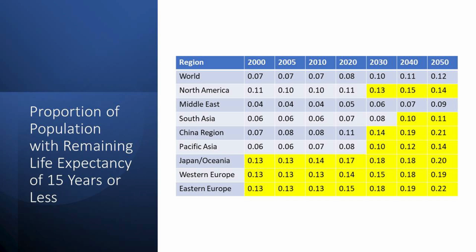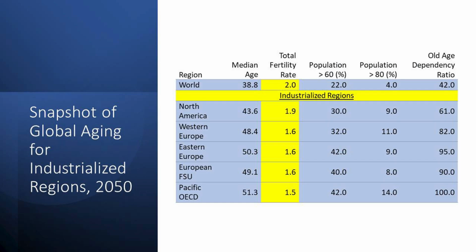Proportion of population with remaining life expectancy of 15 years or less. And then look at all the shading. Starting in 2000, we're mostly affected 2030 and on. But aging population, fewer years left, no children being born. These are the key things to think about.